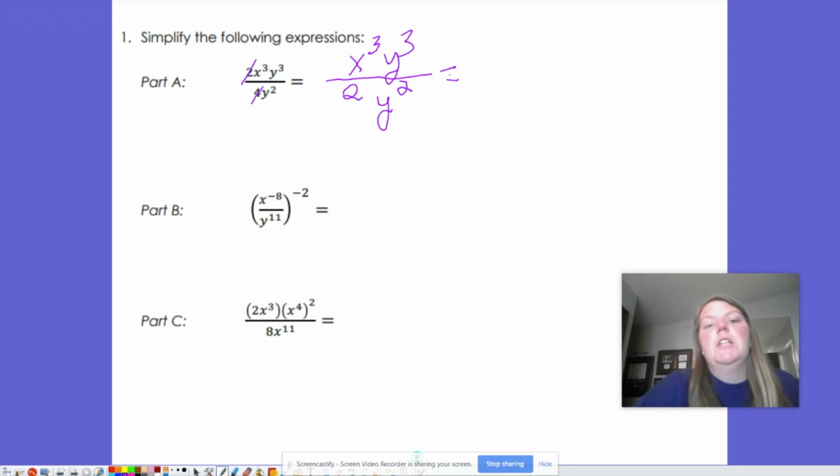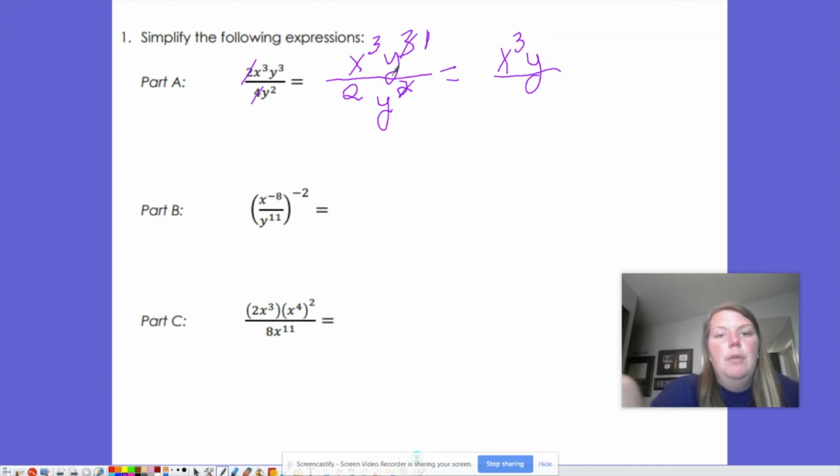That's not all we can do, though. We have y values, and anytime you have the same variable, you can combine their exponents in whatever operation. So if we're dividing things with exponents, in case you don't remember, you subtract their exponents. So right now I have 3 minus 2, so I still have that x cubed in the numerator, but now I just have a y because that leaves us with a 1, and then a 2 in the denominator. So that is how simple we could get part A.